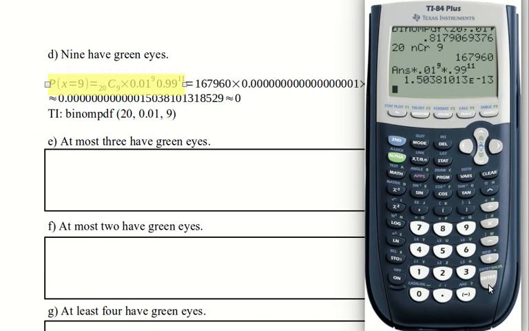Now this is not 150% because of that exponent of negative 13. The negative means that this is being divided by 10 13 times. That's the same as moving the decimal point 13 times to the left. In other words, 0.000, and I'm not going to say it because I didn't start counting, but 12 zeros between that decimal point and the 15038. That is vanishingly small.